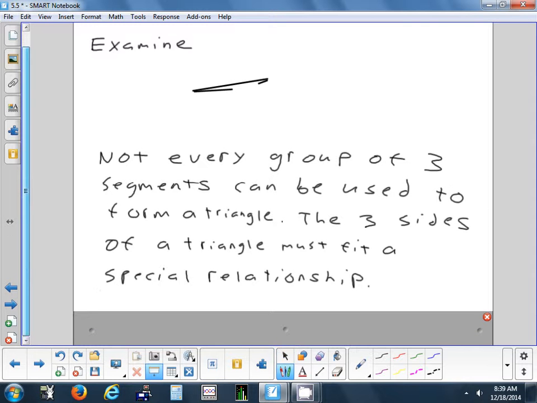Okay, so we're going to try to figure out what's the special relationship. Anybody know what the relationship is? How, if you get 3 random numbers, you can figure out if they would make a triangle. If they add up? No. Well, it has something to do with addition. It does have a little bit to do with addition.